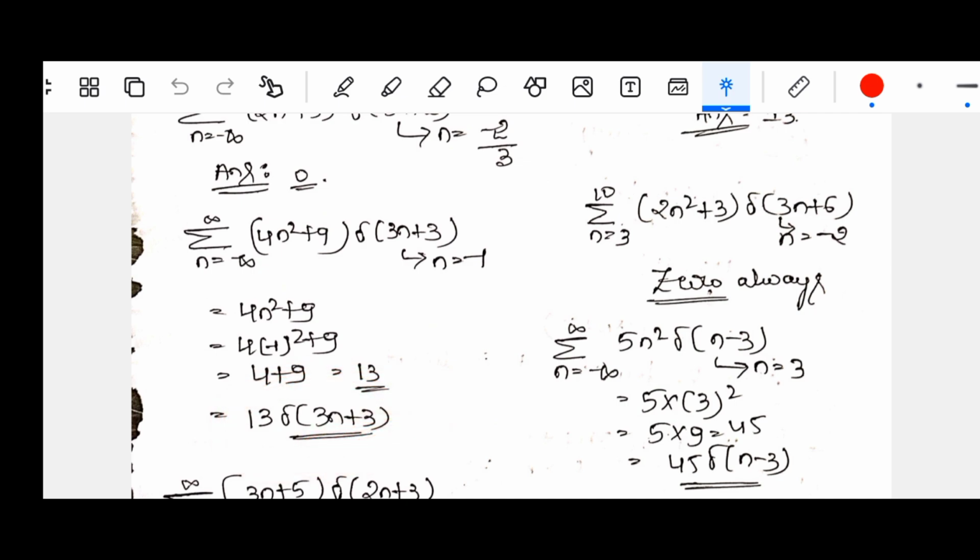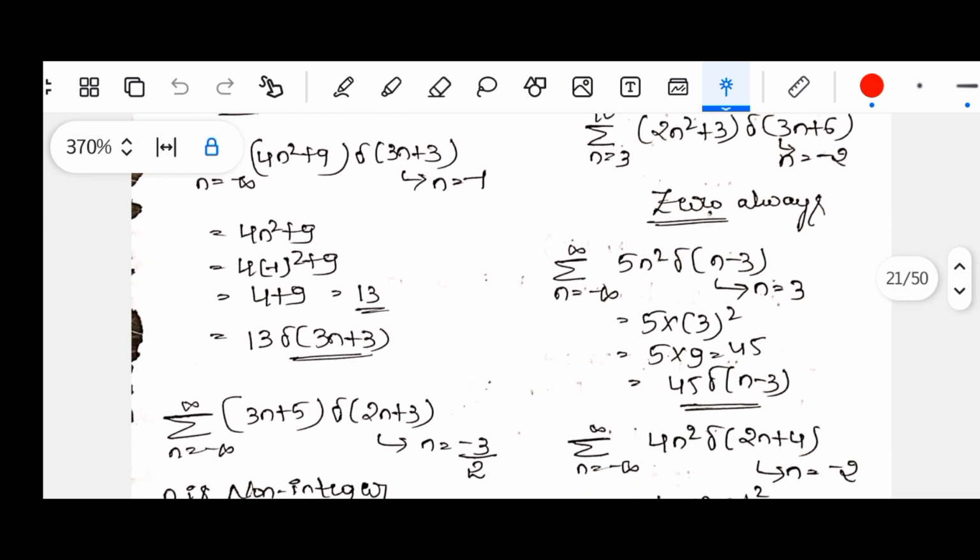Summation of n is equal to 3 to 10, 2n square plus 3, delta of 3n plus 6, where n is equal to minus 2. So minus 2 is not in the summation limit. Therefore, the answer will be 0.